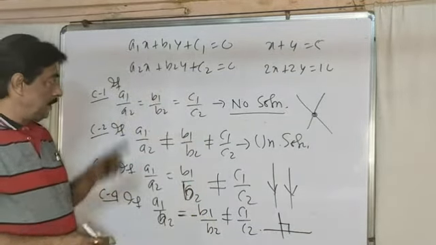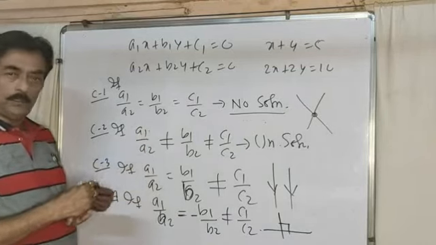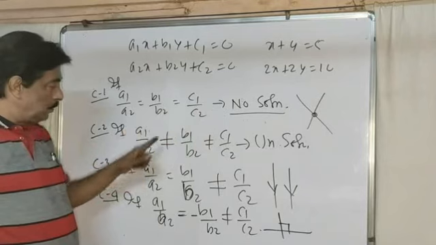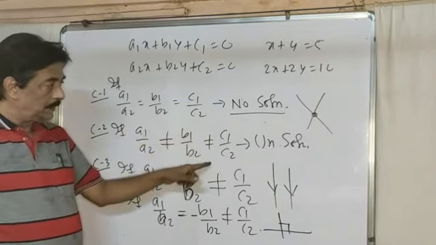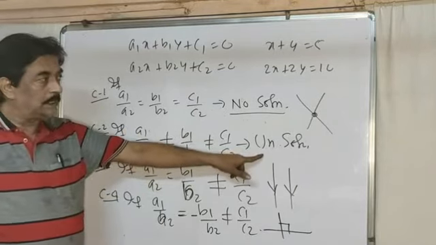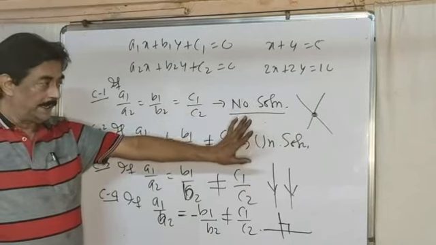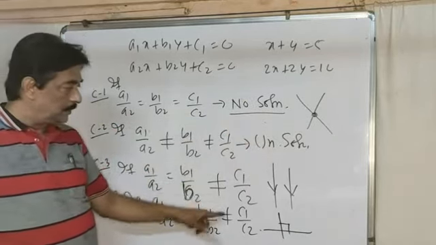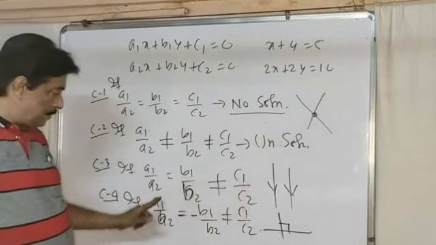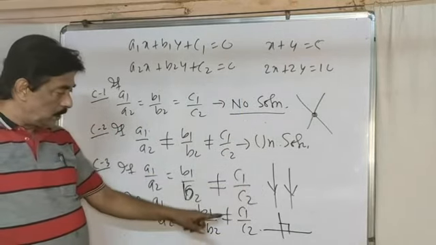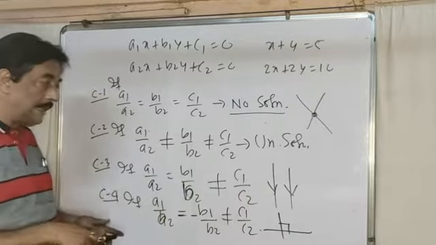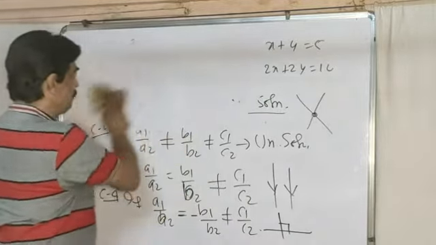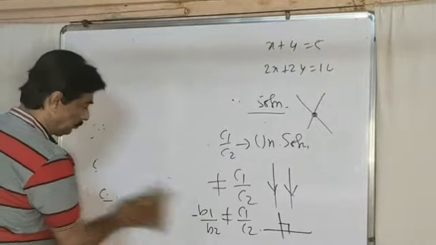Case 1, a1 by a2 equal to b1 by b2 equal to c1 by c2, the lines have no solution. a1 by a2 not equal to b1 by b2 not equal to c1 by c2, the lines have a unique solution, meaning one intersection point we can get. a1 by a2 equal to b1 by b2 not equal to c1 by c2, the lines are parallel. a1 by a2 equal to minus of b1 by b2, the lines are perpendicular. Now they are giving one question.